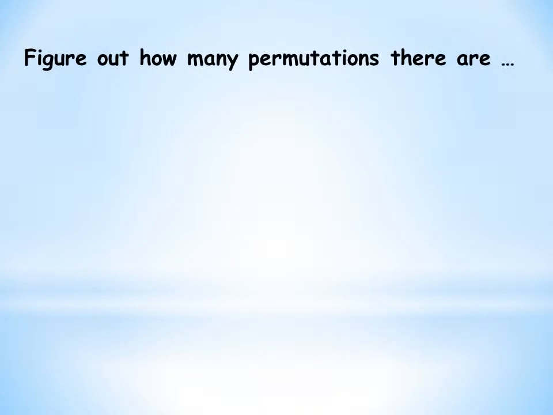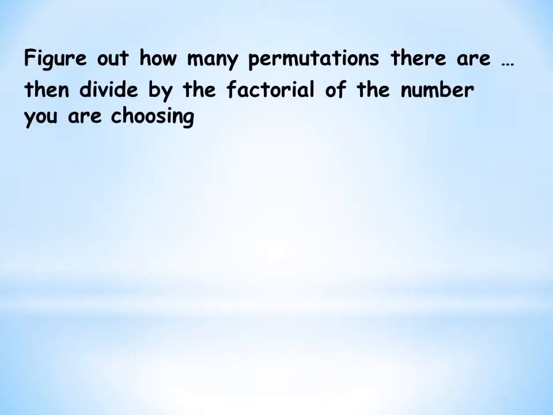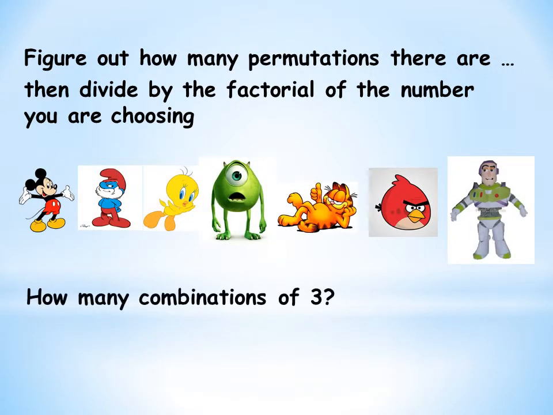So figure out how many permutations there are, and then divide by the factorial of the number you are choosing. If I have 1, 2, 3, 4, 5, 6, 7 characters here, and I ask how many combinations of 3 are there? First, let's figure out how many permutations of 3 there would be. That would be 7P3. And then I'm going to divide by the factorial of how many I'm taking, so 3 factorial, which gives 35.